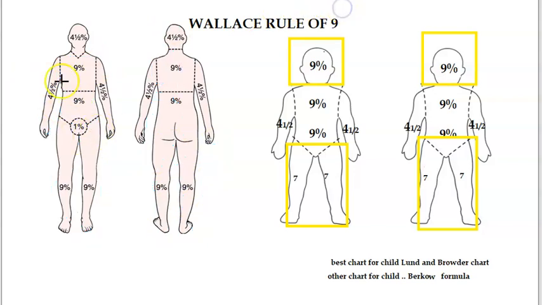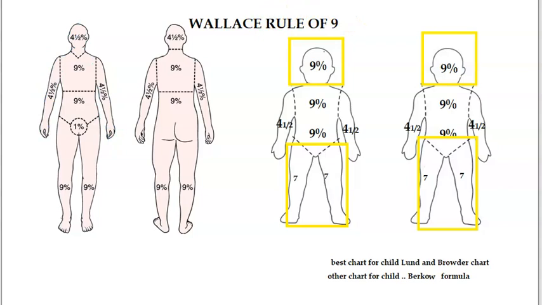However, the front of the arm is 4.5 and the back of the arm is 4.5. So you can remember the whole of your right limb is 9 and the whole of your left limb is also 9. And for the head, front is 4.5, back is 4.5, so the head is 9. This is a better way to remember.